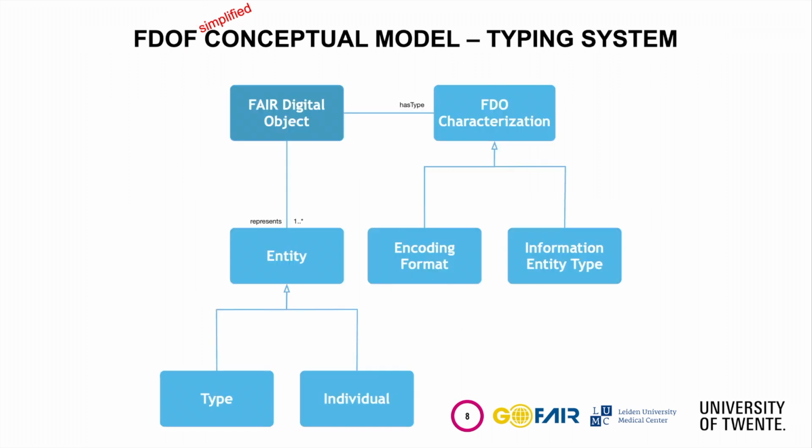The typing system of the FDOF provides information about three aspects that can be used to classify a given FDO. The idea here is to provide information about how this object is presented through its encoding format. That's how it's done in a digital environment, so we need to have an encoding format. Another type of information is the role that this object plays as an informational artifact, and this is provided by the informational entity type. And what does the object refer to in the world?